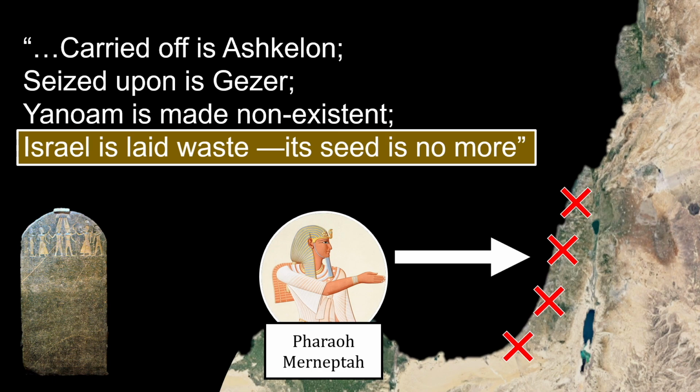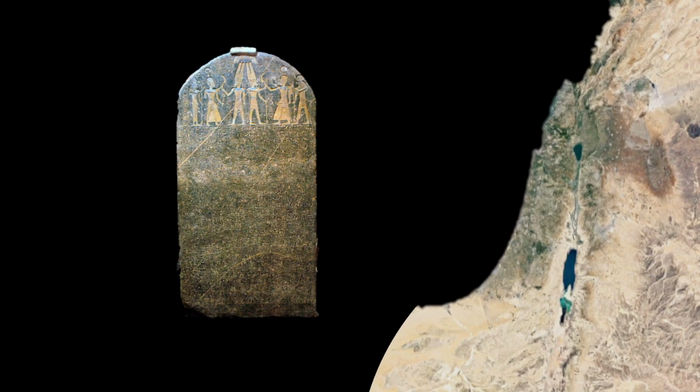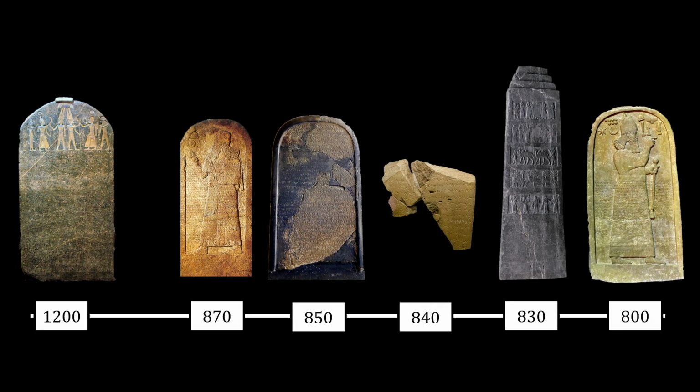And of course, the irony is here that our very first archaeological reference to Israel tells us that they've been completely destroyed. Of course, this is not the case. Pharaoh Merneptah is exaggerating. Rather, the Merneptah Stele is our very first of many archaeological references to Israel.